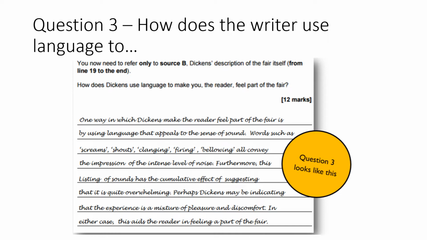Okay, question 3. How does the writer use language? You now need to refer only to source B, Dickens' description of the fair itself from line 19 to the end. How does Dickens use language to make you, the reader, feel part of the fair? This one is worth 12 marks. I'm not going to bang on too much about it, because it's exactly the same skills as question 2 on language paper 1, but obviously it's worth 12 marks, not 8 marks.